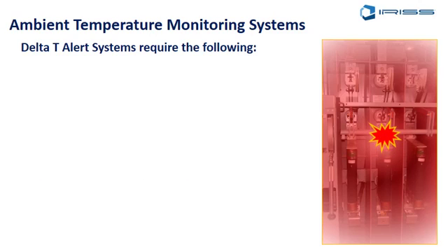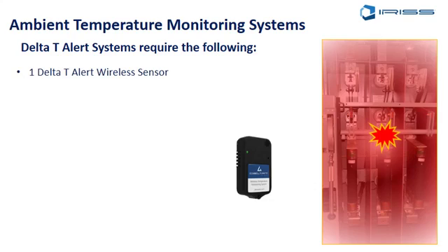So, what we have here is a Delta T Alert system, and these require the following: one Delta T Alert sensor. Just one sensor does the whole panel. The power supply is from batteries.